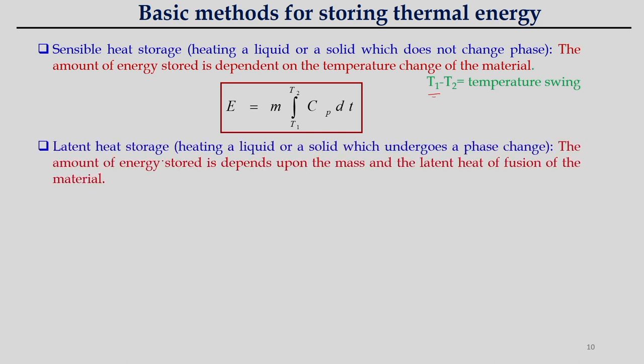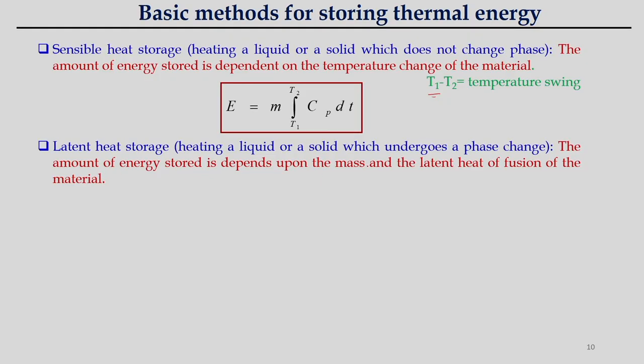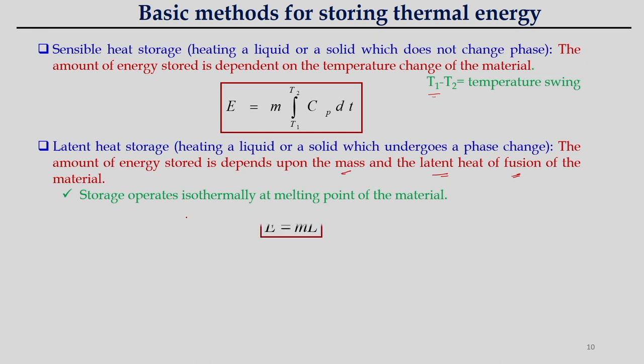And the second class is latent heat storage, that is, heating a liquid or solid which undergoes a change of phase. It may be from solid to liquid or from liquid to gas during the charging and discharging. The reverse may happen, something like the condensation of vapor to liquid and then liquid to solid. So, the amount of energy stored is dependent on the mass and the latent heat of fusion or latent heat of evaporation of the material. And storage operates isothermally at the melting point of the material. So, mathematically we can write E = m L, where m is the mass of the material and L is the latent heat.